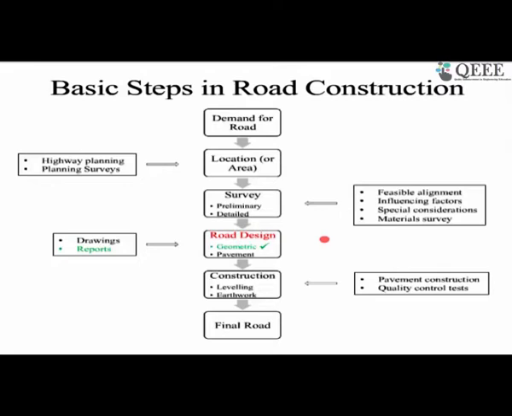And once it is designed, it goes out for construction. In the construction, all the leveling, earthwork, all those things are done, and you will see the road being constructed in different layers. So our focus right now is on the road design. And once it is constructed, the road is open to traffic, and beyond that point, it's operation and maintenance. So we'll go more into these basic steps.